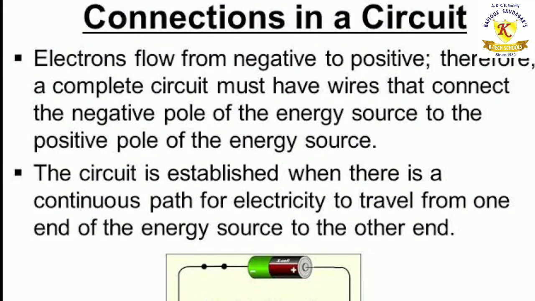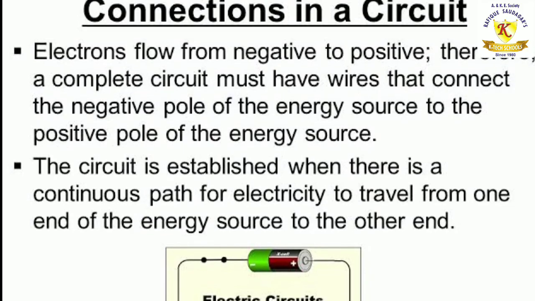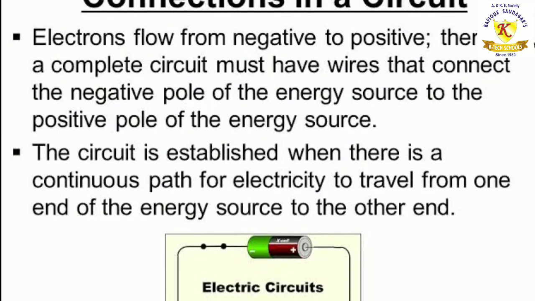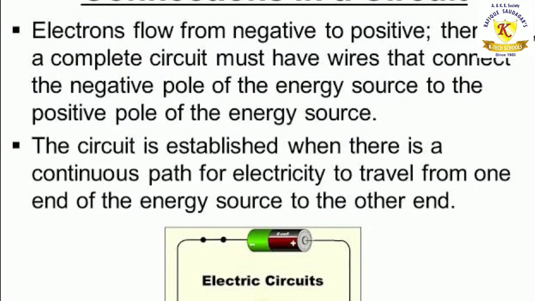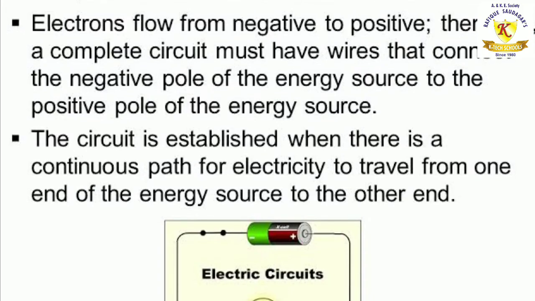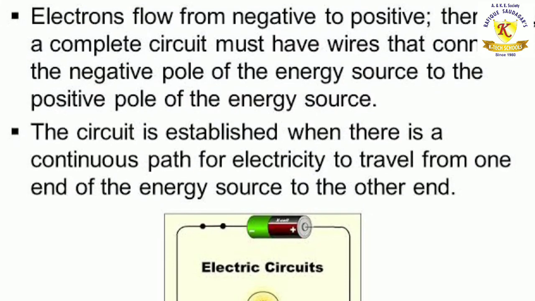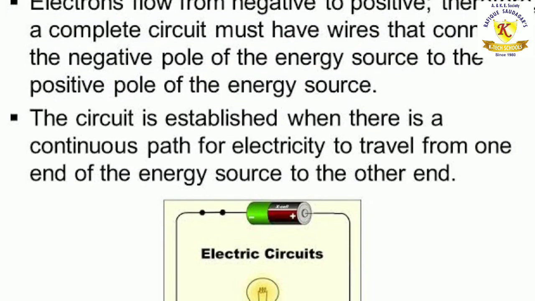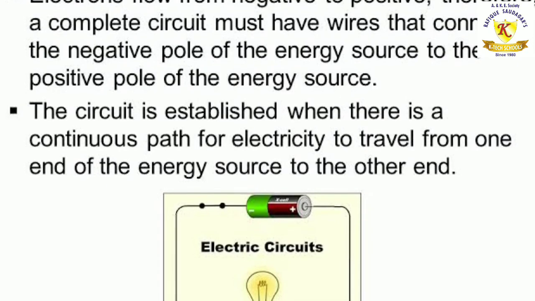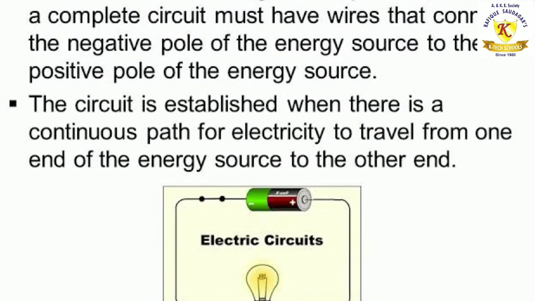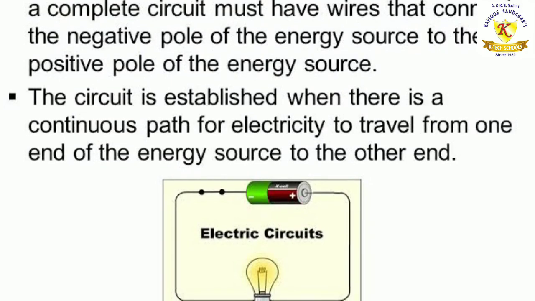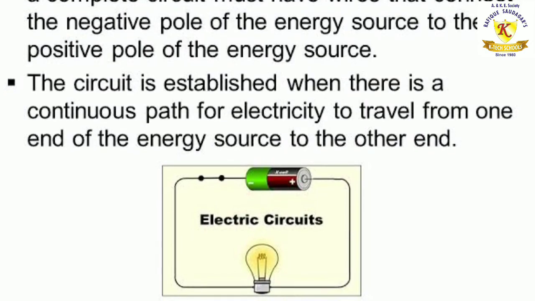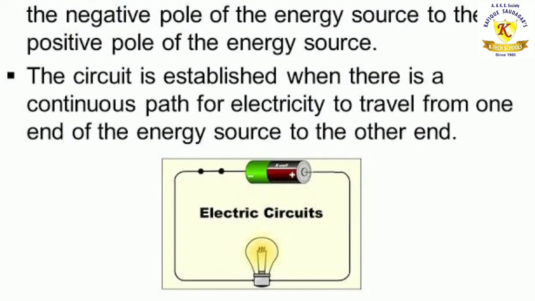Now, connections in a circuit. Electrons flow from negative to positive. Therefore, a complete circuit must have wires that connect the negative pole of the energy source to the positive pole of the energy source. The circuit is established when there is a continuous path for electricity to travel from one end of the energy source to the other end. I hope you all have understood today's session.